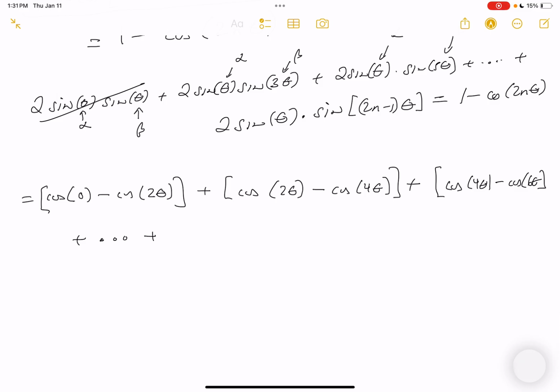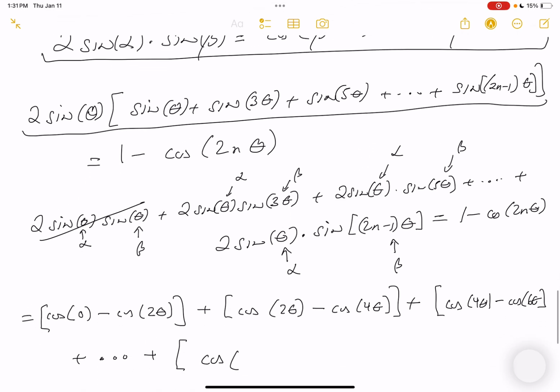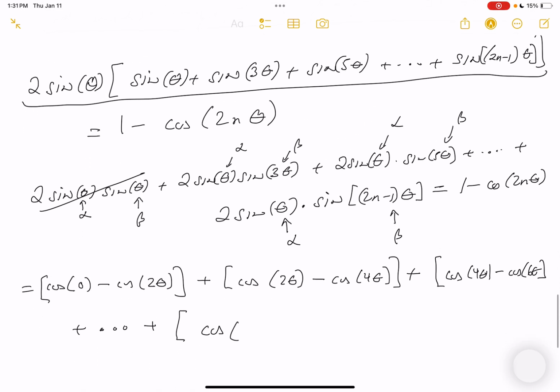Let's do the last one. What's the last one going to look like? All right, let's put this down. And the last one, what do you get over here? This is alpha, and this is going to be beta. All right, a little more complicated, isn't it? Cosine, and again, I'm looking back over here, beta minus alpha. So it's 2n minus 1 theta, that's the beta, minus the theta. Well, this is 2n theta minus theta minus theta.